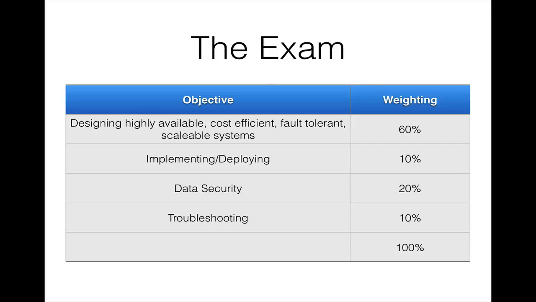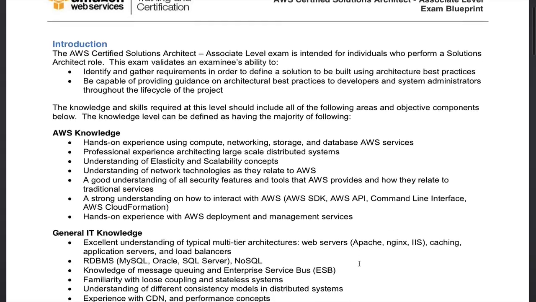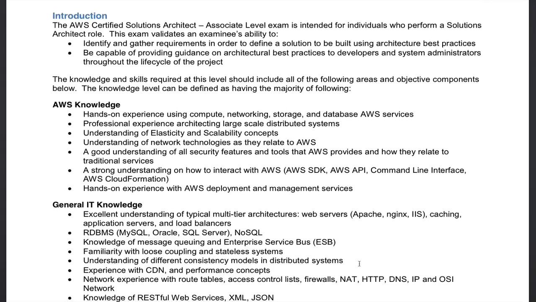Okay, so why don't we go and have a look at the actual AWS exam blueprint. And here's the exam blueprint here. So the introduction basically says it's intended for individuals who perform a solutions architect role, and then it will go down to sort of the knowledge that you will require. So you want hands-on experience using compute, networking, storage and database AWS services. We'll be doing loads of hands-on exercises throughout this course.